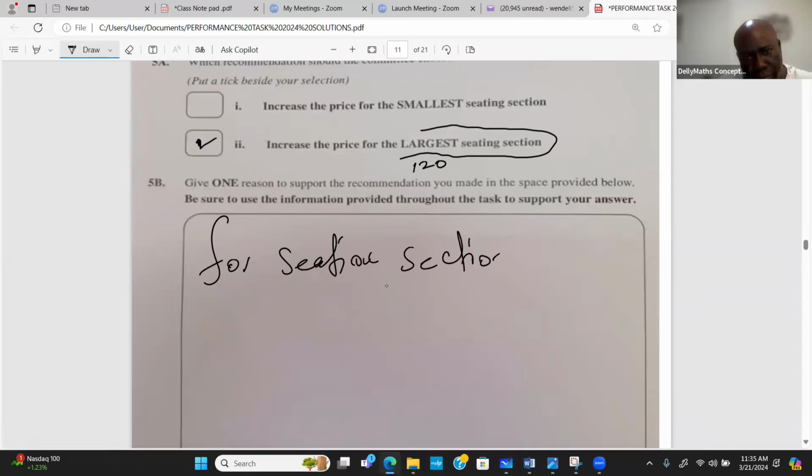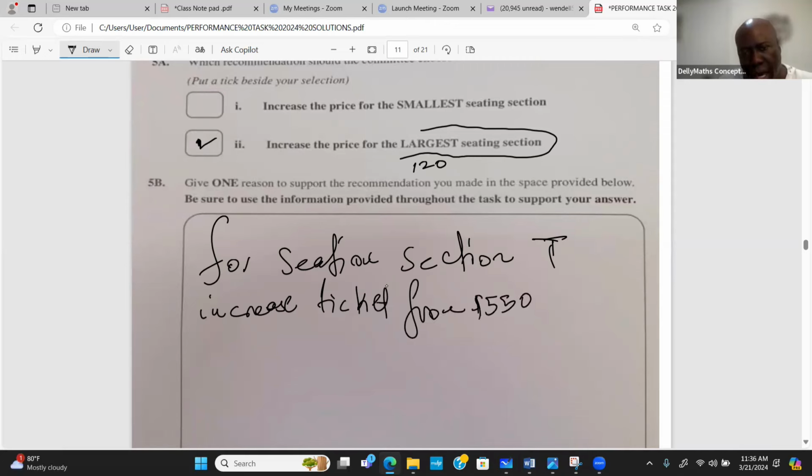So for seating section T, we're going to increase the ticket from 550. Probably going to push it to about 585. I'll put like $35 on that. If I work this out quickly, 585 multiplied by 120 gives me 70,200 from that spot.